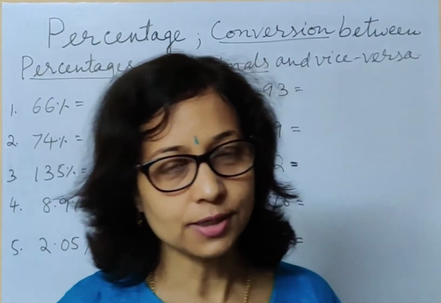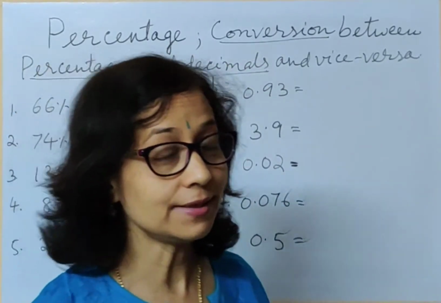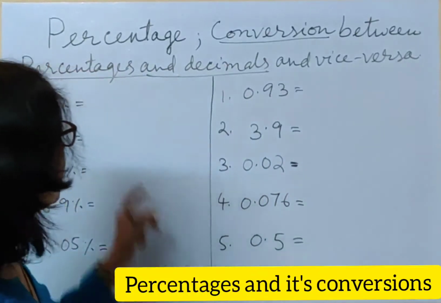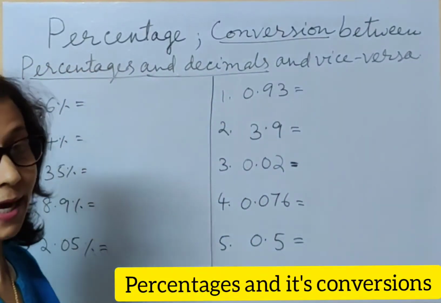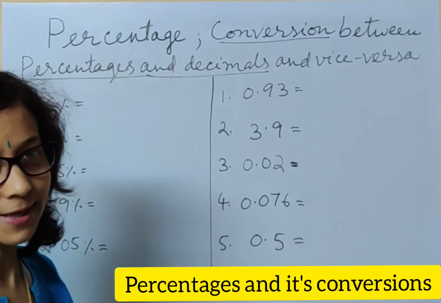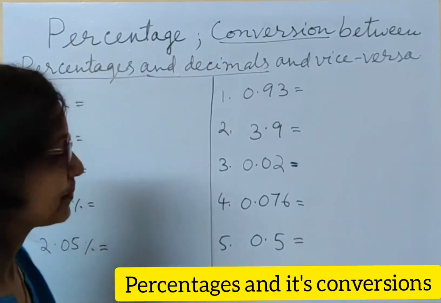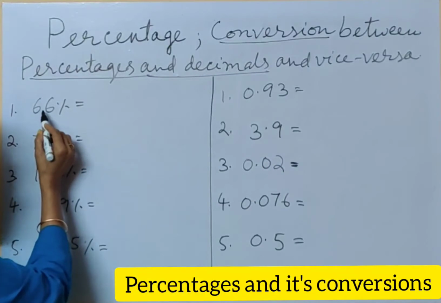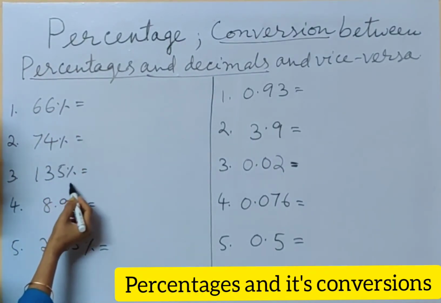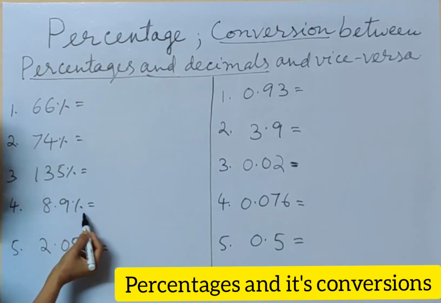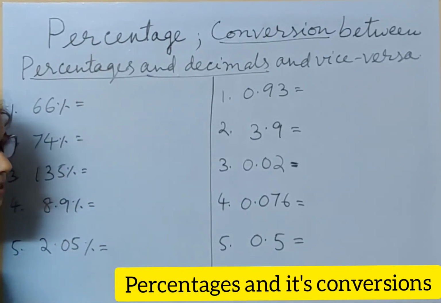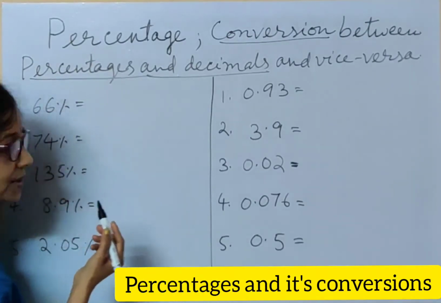Today we are going to learn the continuation of percentage, the conversions. So today we are learning percentage into decimals and decimals into percentages. Let us understand how it is done. Let's begin. First I have taken 66%, 74%, then 135%, 8.9% and 2.05%. These are my questions. Let us understand with these questions.